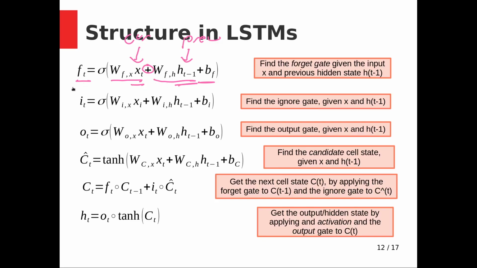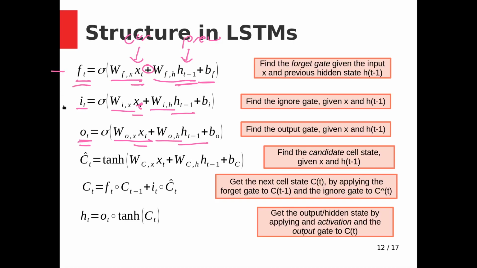So first we find the forget gates, then we find the ignore gates, which has the exact same structure, right? Its own weight matrices, but one connected to the input at time t, and one connected to the hidden state from the previous time, t minus 1. Then we compute the output gates, which have the same structure. One set of weights for the input at time t, one set of weights for the hidden state at time t minus 1.